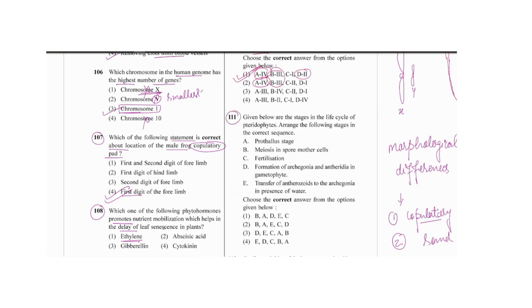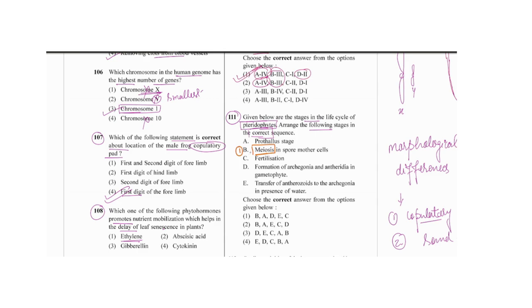Question number 111 says: given below are the stages of the life cycle of the pteridophyta. We have to arrange the following stages in the correct sequence. As you have studied, the first one should be meiosis, because the division will start with mitosis and meiosis. Mitosis is not given here, so we go with the first statement. That means B should be the first stage.